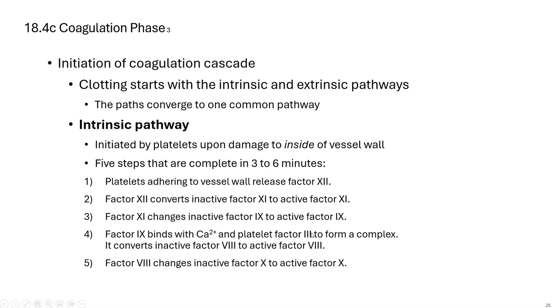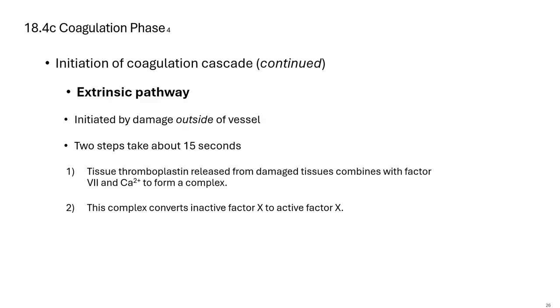You can remember you skip 10 because that's our goal, if you will, right? Our quote-unquote goal. We're trying to get to factor 10. And then that factor 8 activates inactive factor 10 to active factor 10, right? So 12 converts 11, 11 converts 9, 9 converts 8, and 8 converts 10, right? This is the intrinsic pathway. Extrinsic is a little bit more simple.